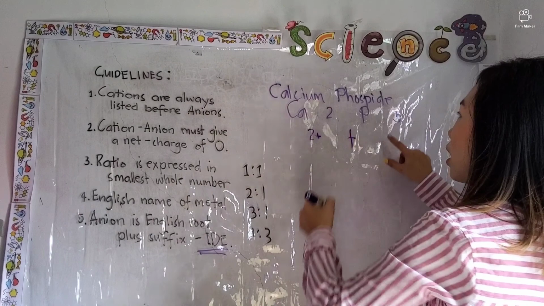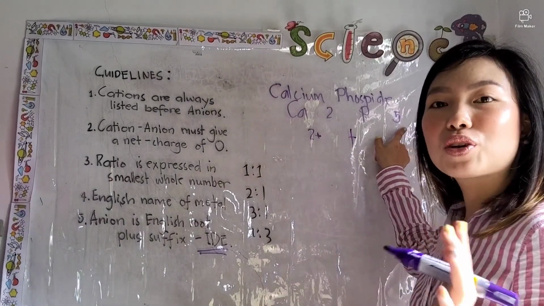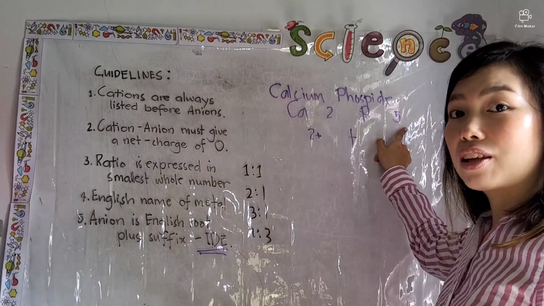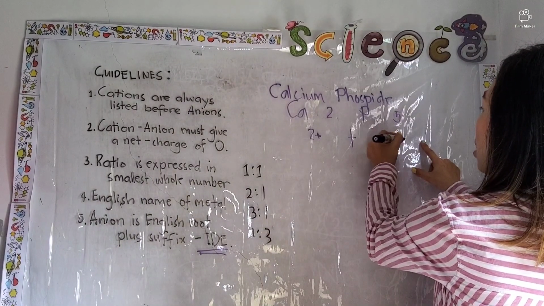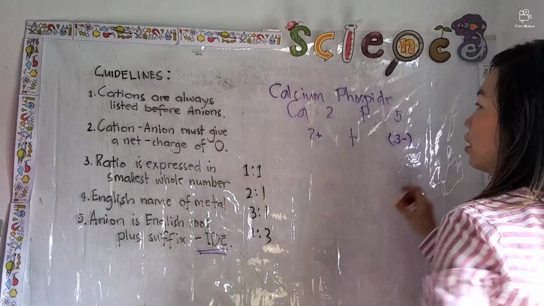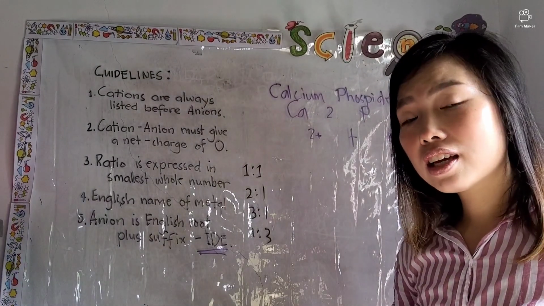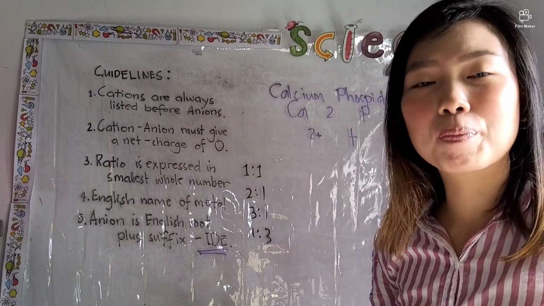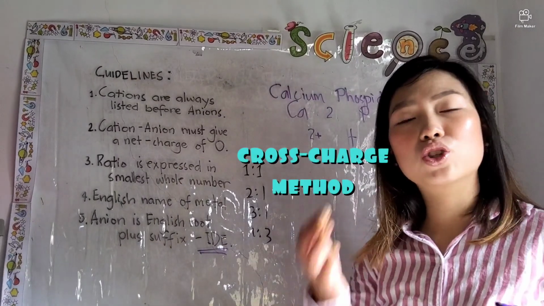Plus, phosphorus is on group number 5. The ion of group number 5 is negative 3. So, meron ka dyan 3 negative. At dahil ang ating charge ay hindi 1:1 ratio, kailangan natin mag-perform ng tinatawag na cross-charge method.